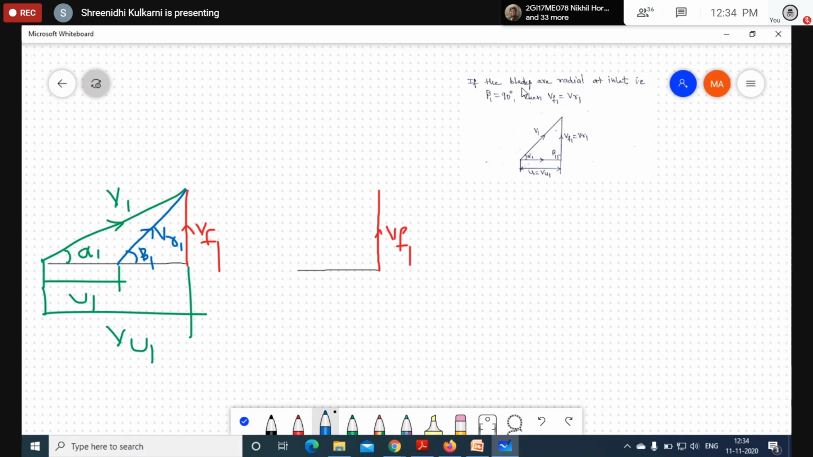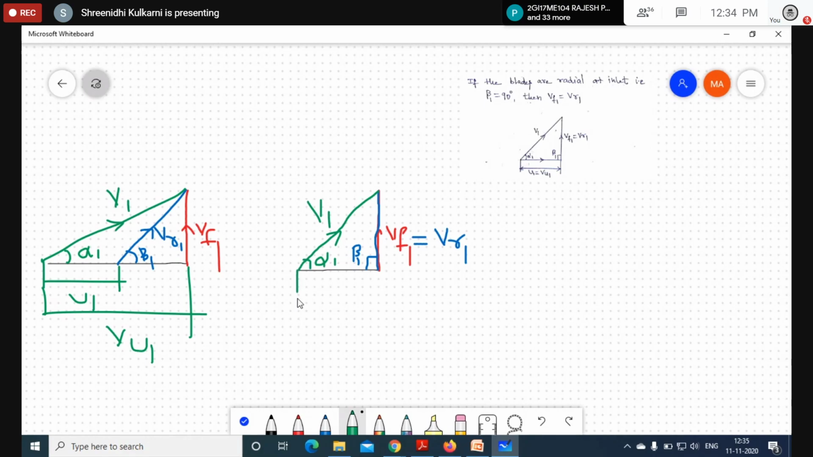So the blades being radial at inlet means VR1 is lying on VF1. So we can write VF1 is equal to VR1. Then what about this angle? This angle becomes 90 degrees. So beta 1 becomes 90 degrees. The reason is the blades are radial, and radial is nothing but perpendicular. So beta 1 is equal to 90 degrees. And I'm going to write this as V1, and this is alpha 1.